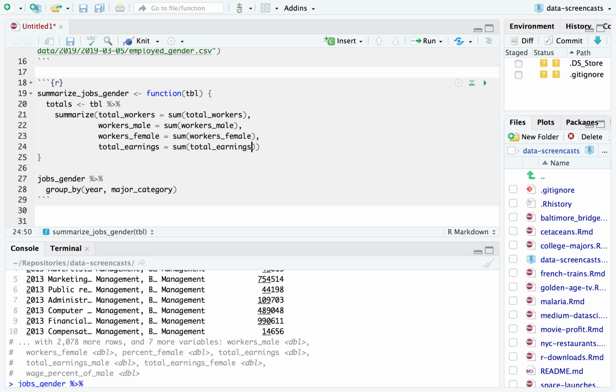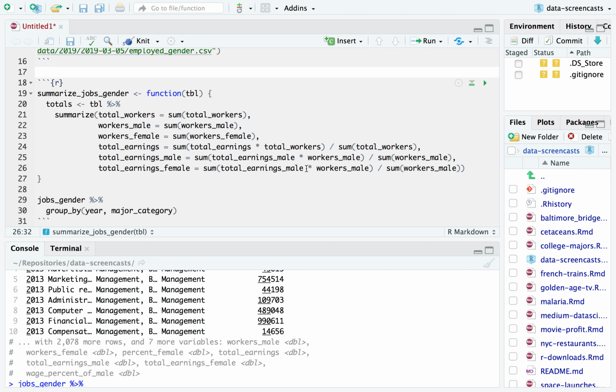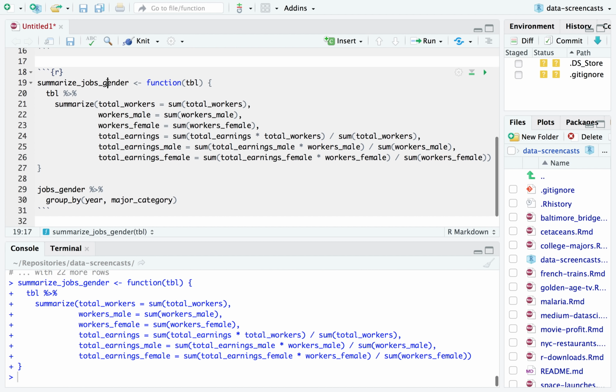I'm going to try the same thing. There are other ways. Total earnings male, workers male, divided by the sum of workers male. Do the same thing for female earnings. All right, because what I'm trying to do is do an aggregation so I can get a feel for this across large categories. Total earnings female, workers female, sum of workers female. Here we go. All right. I'm going to apply this function. The reason I wrote this out is I wanted to have this aggregated version when I needed it.